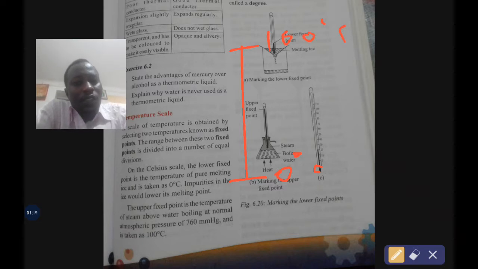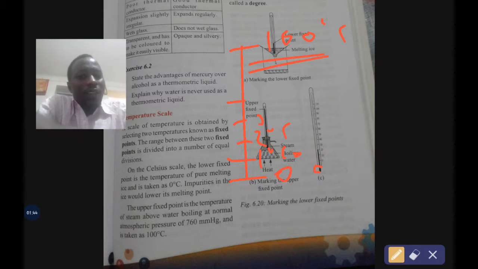Now, once these two fixed points have been obtained, they are divided into equal portions. So, for example, in this case, it will be divided into 100 equal parts. So, we have 1 here, maybe 2 there, 3, 4. So, this will be 1 degree C. This will be 2 degrees C, 3 degrees C, until you reach 100 degrees C. That is how a temperature scale is arrived at.